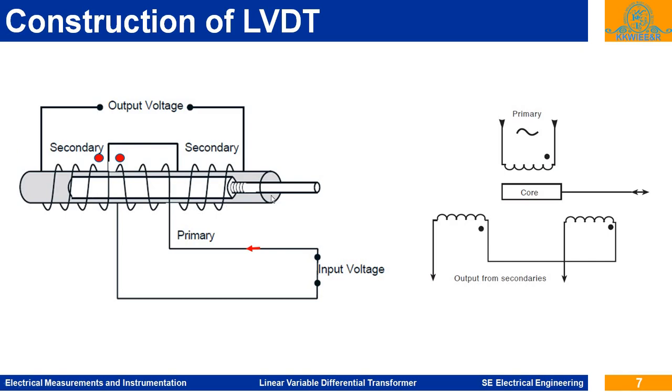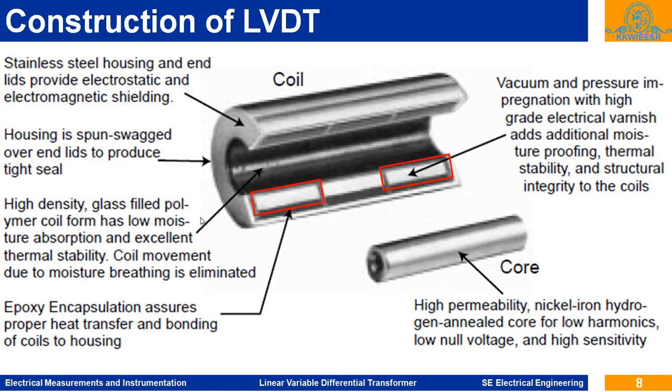So this is the iron core. This part is connected with the mechanical movement part. This core moves in the forward and reverse direction. So this is the connection of the primary and secondary coils.